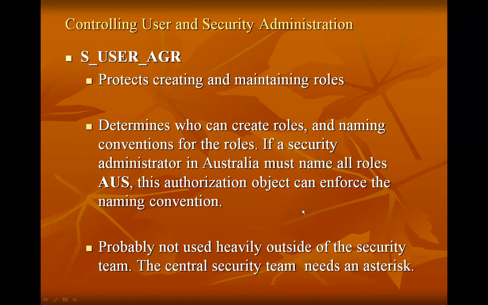Now the central team needs an asterisk, meaning this object should contain star and star. Let's say you are the third level of security administrators for support. The third level support people will always perform everything in the SAP system as far as anything to do with security is concerned. They will have complete access. So this object can contain star in activity and star in role name field, which gives them full access.